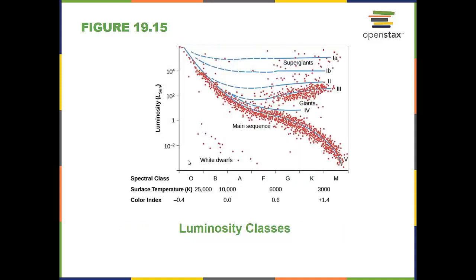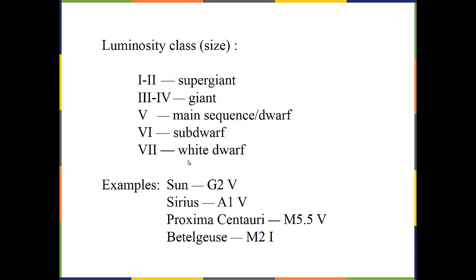The size of a star is described by its luminosity class. Roman numerals 1 and 2 are supergiants. 3 and 4 are giants. The main sequence stars are 5. They're also sometimes referred to as dwarfs, which is terribly confusing because they're not the same as white dwarfs. White dwarfs are even smaller, at Roman numeral 7. Between main sequence stars and white dwarfs is a category called subdwarfs, which I'm not going to get into. You can look it up if you want, but you don't have to know anything about these for this course.